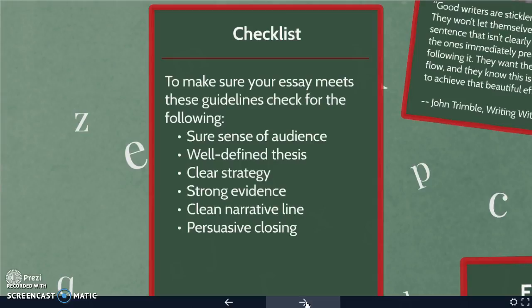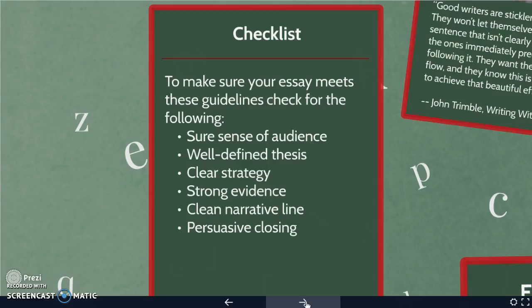Another thing would be to have a well-defined thesis. We've covered this in class several times now, but I really want to emphasize the fact that your thesis needs to be good. You can't use a fact, you can't use a question. It needs to be a strong thesis in order for your essay to continue from there. You need to have a clear strategy for how you're going to outline your essay. This is why I want you to do an outline before writing your essay. You need to lead us through the information clearly.